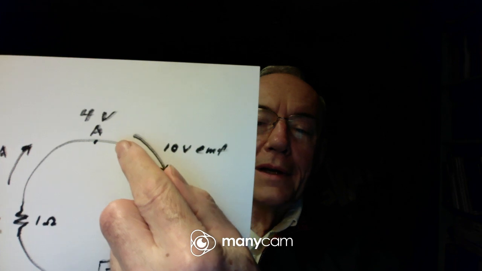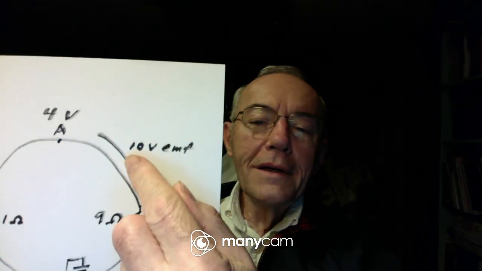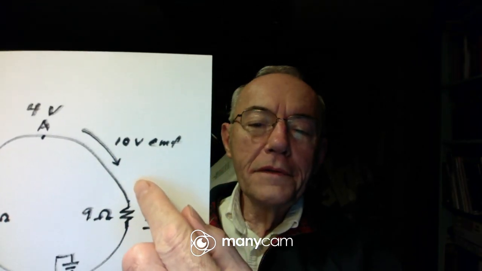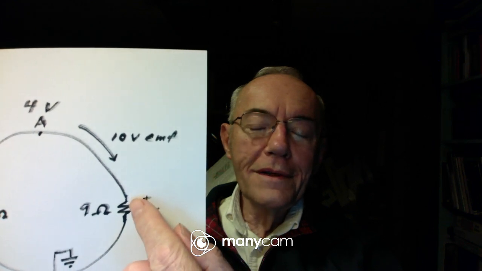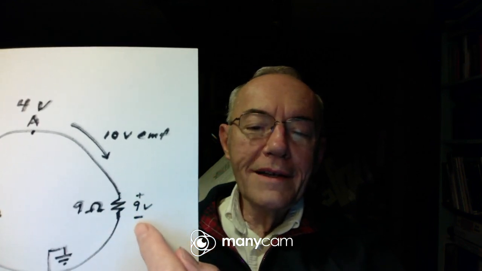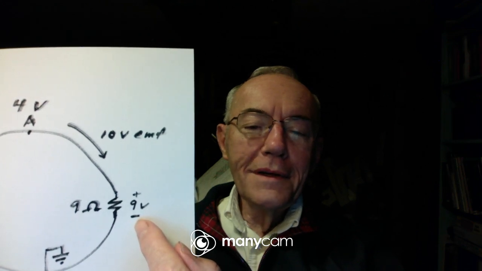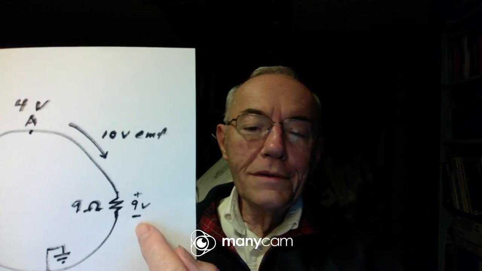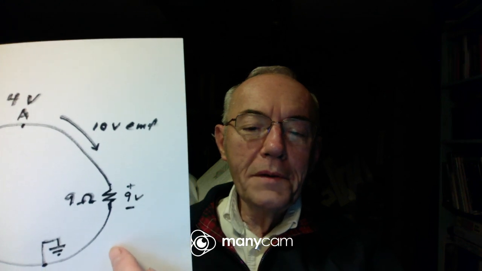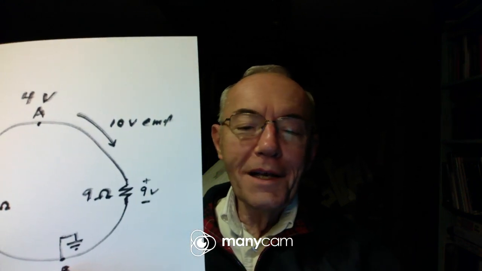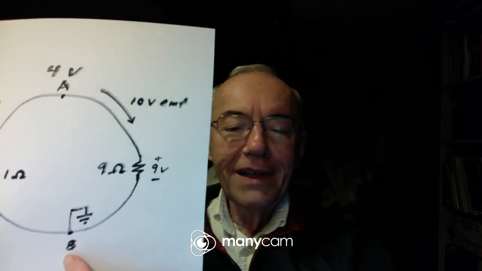Continuing on, you add 2.5 volts to the 4 volts, you get 6.5 volts minus the 9 volts is minus 2.5 volts. You continue on, gain 2.5 volts, and it comes out to 0 again at point B, which is the ground.